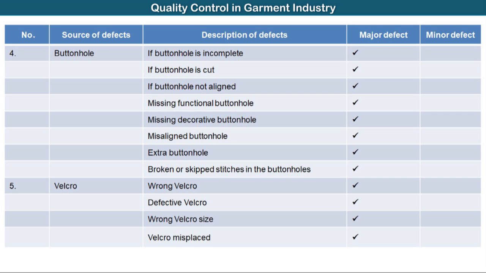Next is velcro. Wrong velcro attached comes under the major category. Defective velcro also comes under the major category. Wrong velcro size, that is not as per the specification sheet, also comes under major defect. Velcro misplaced also comes under the major defect.